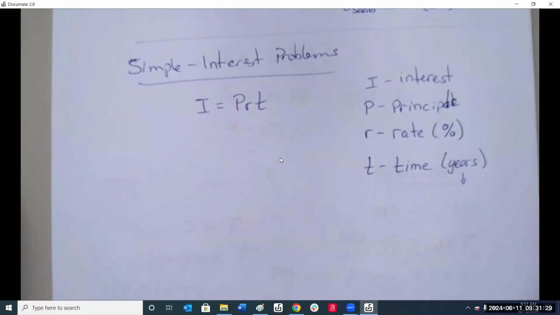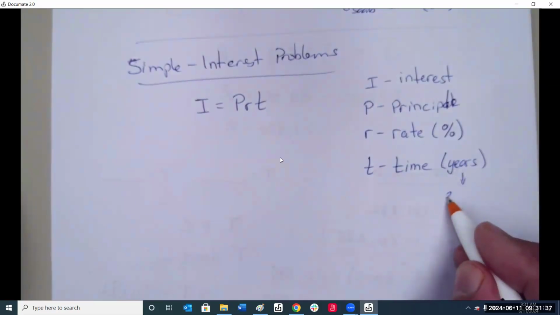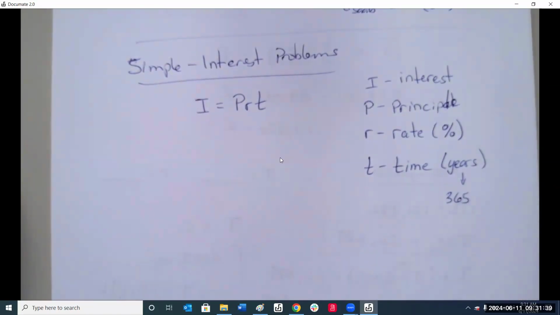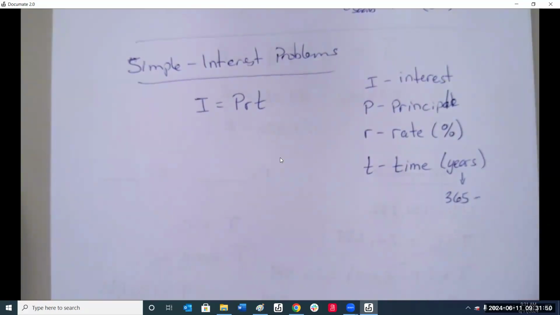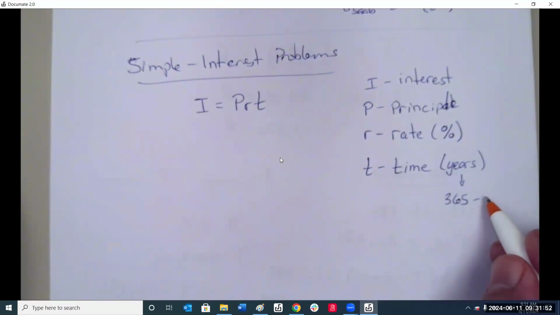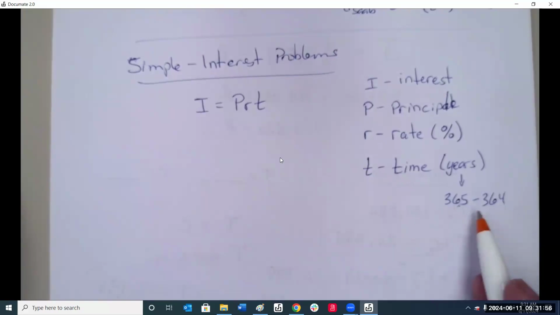Now, here's another problem that they have in business. How long is a year? How many days? 365 days. But are businesses, banks, everything open on exactly 365 days a year? And that's not also true, because don't we also have a leap year? So sometimes, typically, we have 364 days. During leap years, we have 365.